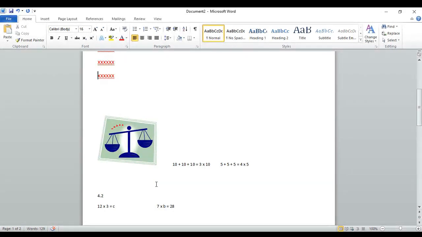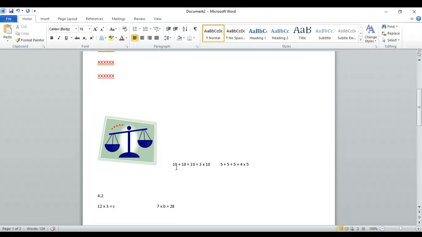Then the middle of that page, numbers 4, 5, and 6, gives you problems similar to this. And I put this scale here because I want you to realize when you have a problem that has an equal sign in the middle of two other number sentences, that's kind of like having a scale. You want the sides to be even.